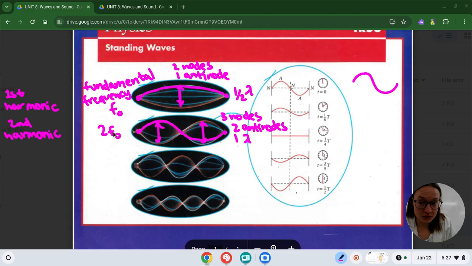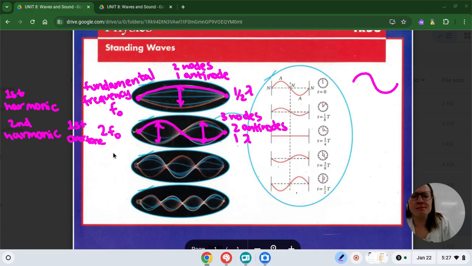But there are 2 terms that we can use to describe this. We can either call it the second harmonic, or we can also call it the first overtone. Overtone, spelled like over and tone. The first overtone. We'll talk about why we call them overtones in a second.